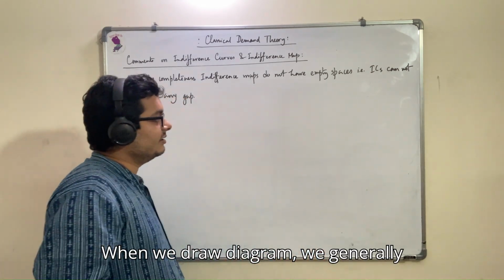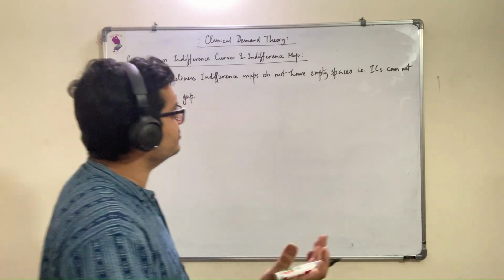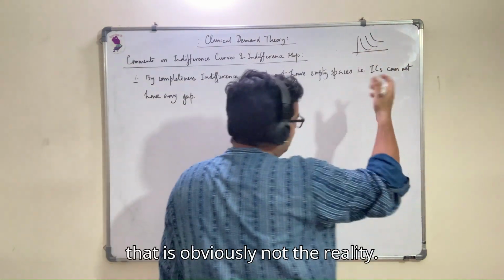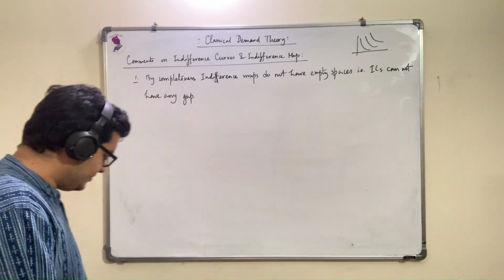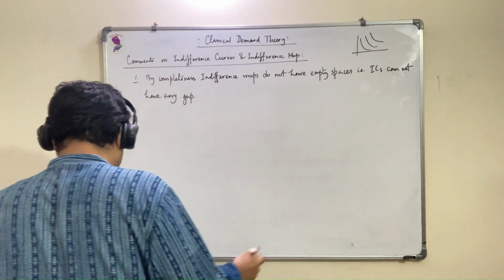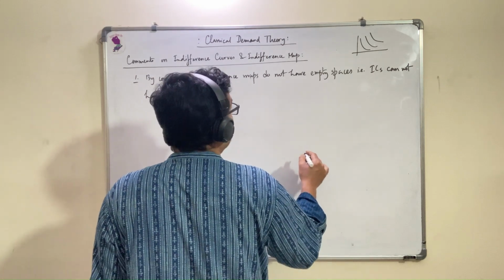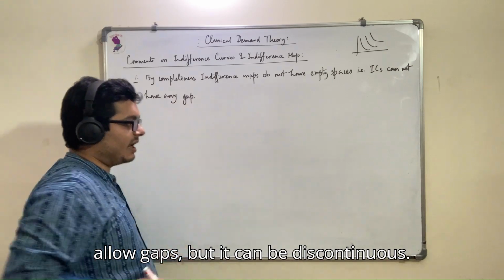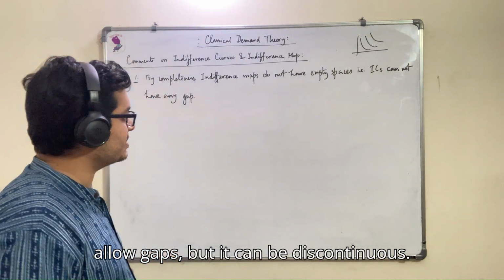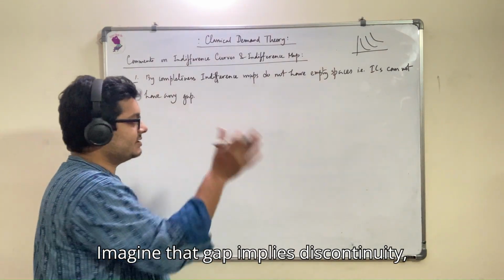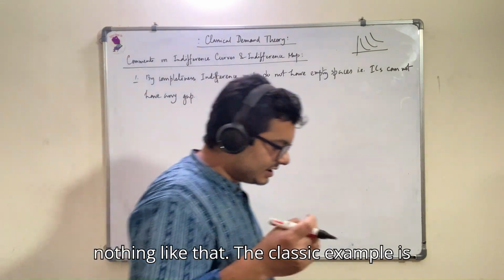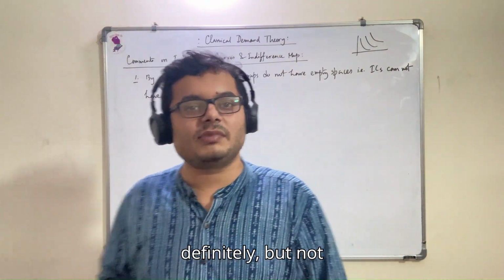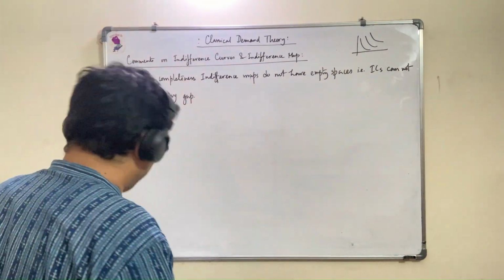When we draw diagram, we generally draw ICs like this, but that is obviously not the reality. Now, although it cannot allow gaps, it can be discontinuous. You may think that gap implies discontinuity, nothing like that. The classic example is lexicographic, which is discontinuous definitely, but not empty.